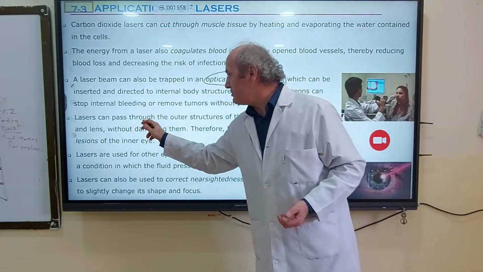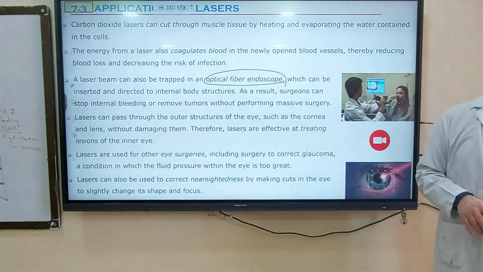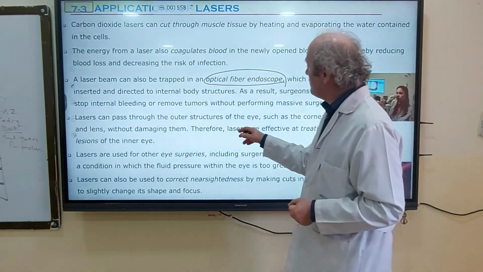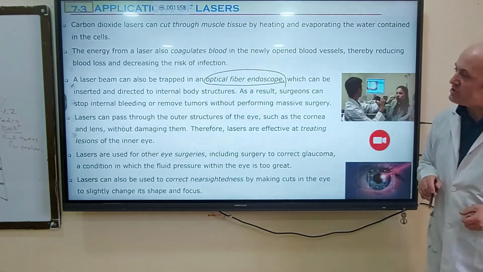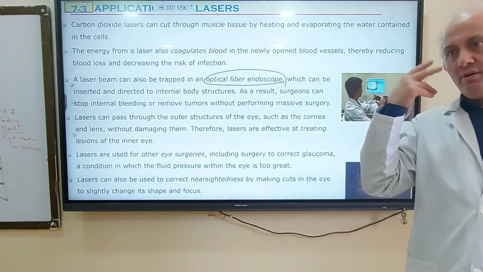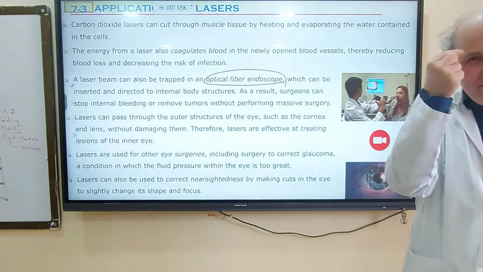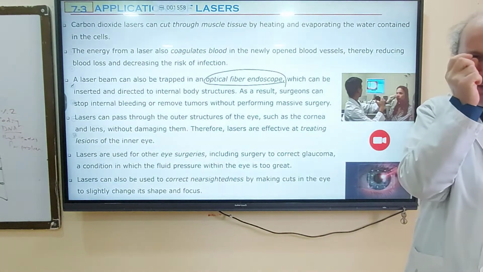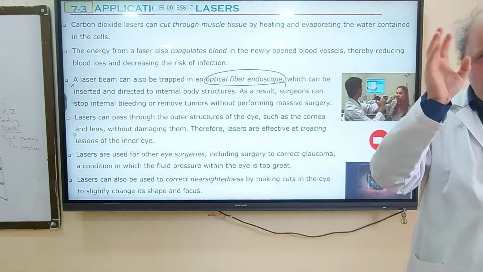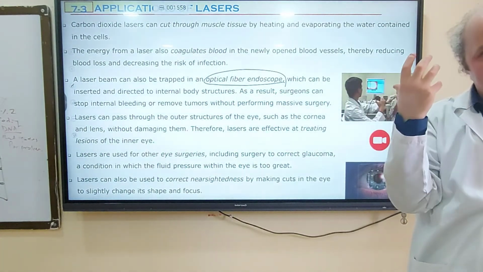Lasers can pass through the outer structure of the eye, such as the cornea, without damaging it. Therefore lasers are effective at treating lesions in the inner eye. There is so much use of lasers for the eye. Sometimes my eyes also have that one. Some oils start to accumulate on that part, then it becomes larger and larger. When it's larger, it also blocks your vision. In this case, they use a laser and remove it.